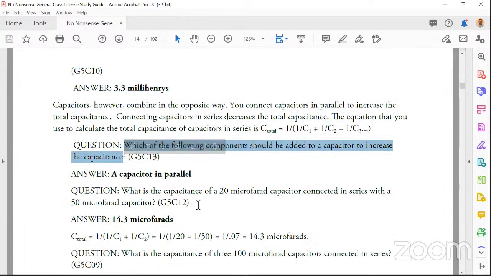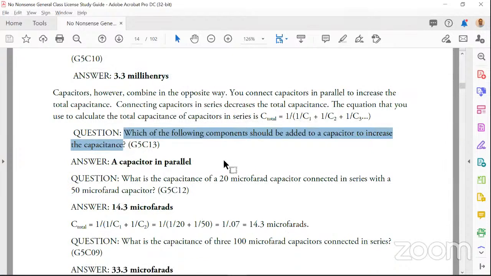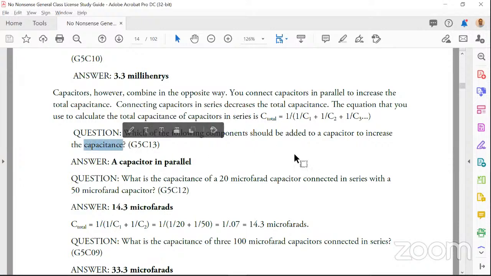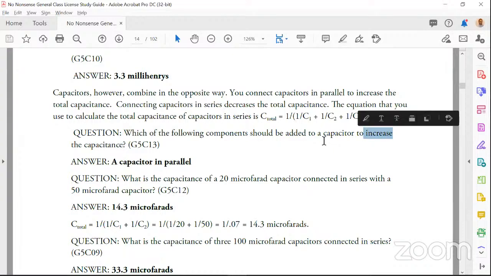Next question, dealing with capacitors. Which of the following components should be added to a capacitor to increase the capacitance? So let's dissect that question. We are dealing with capacitance, not resistance, not inductance. And they're saying if we want to increase capacitance, what should we do? How should we add capacitors? Should we do it in parallel or series?